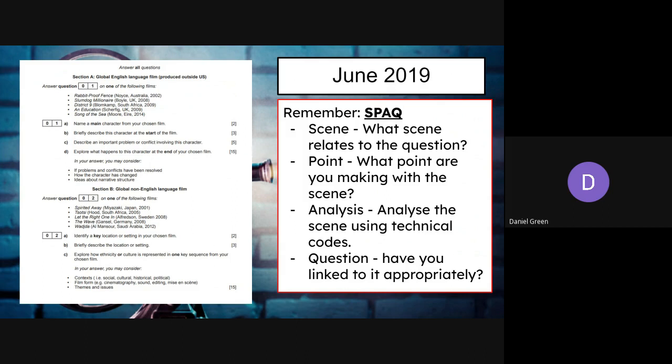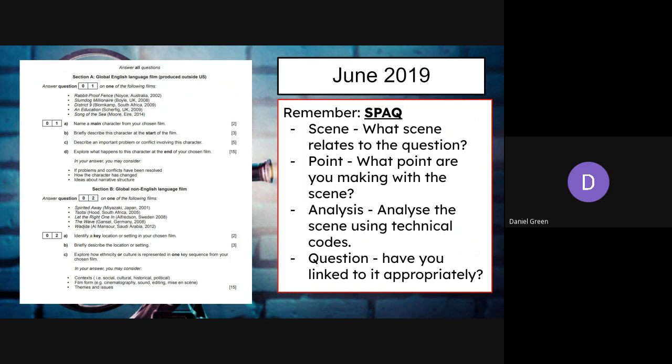So the June 2019, the Slumdog Millionaire question was, name a main character from your chosen film. So obviously it'd be Jamal Malik or someone similar. Briefly describe this character at the start of the film. Notice the bold. You would just describe what that character is like at the start of the film. Notice the 3 marks means you need 3 points about that character.